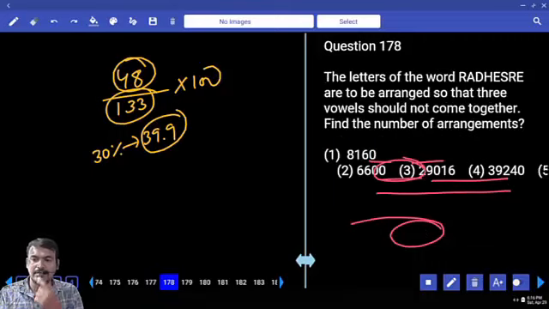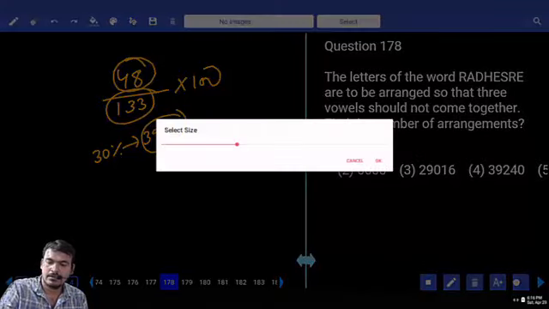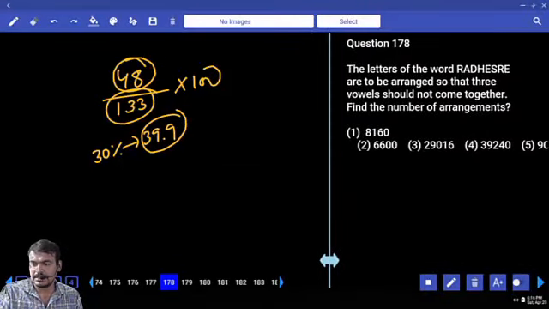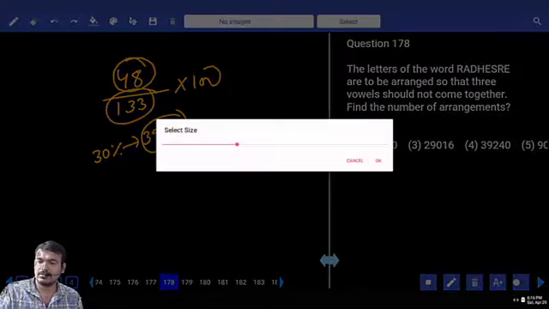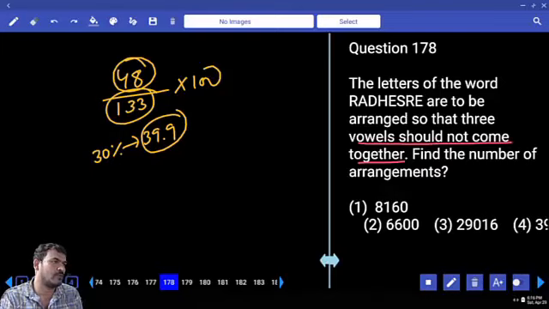Next question number 178. The letters of the word RADHESRI are to be arranged so that the three vowels should not come together. Find the number of arrangements. And here we require that vowels should not come together. Should not come together means total number of ways minus always come together.